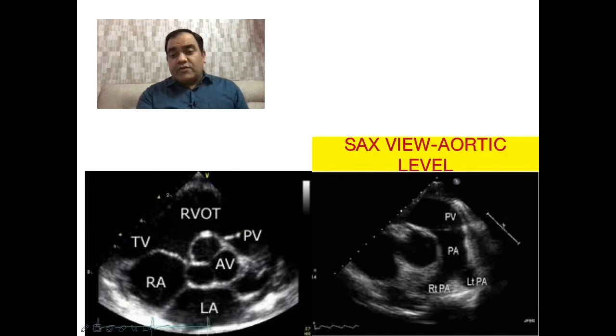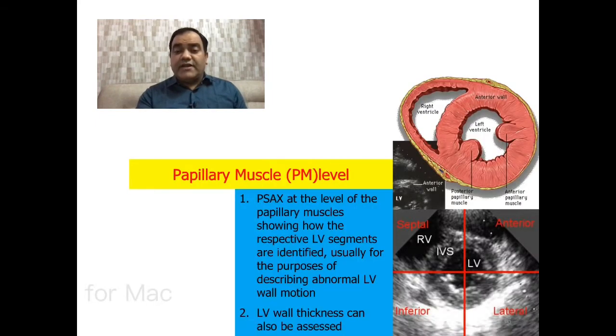And this is another short axis view at the aortic level, in which we can clearly visualize the pulmonary valve, main pulmonary artery, right pulmonary artery, and left pulmonary artery.